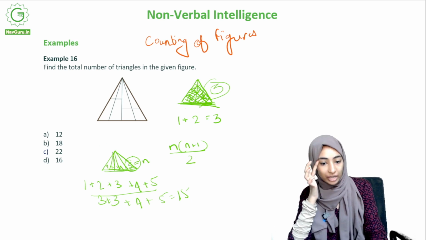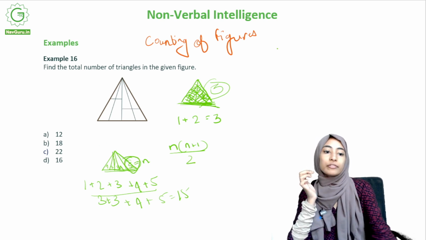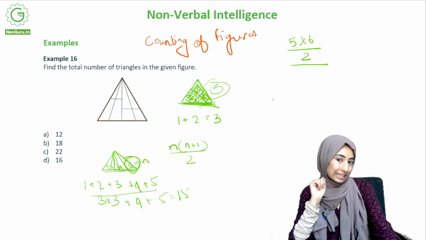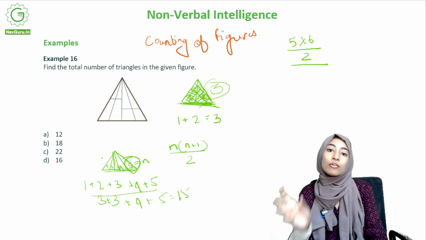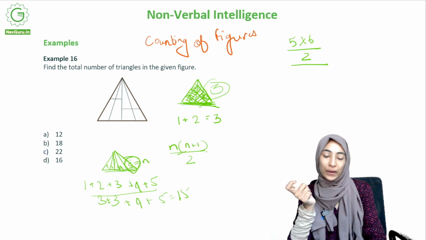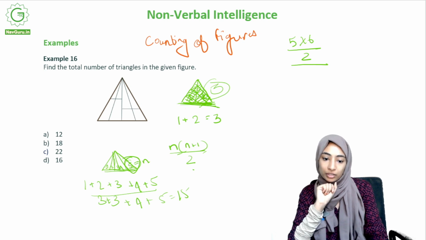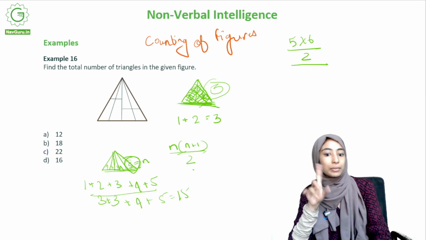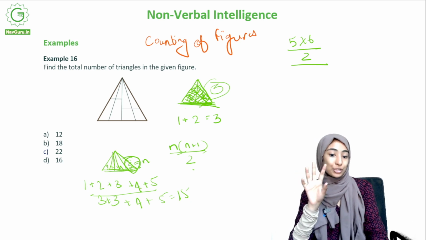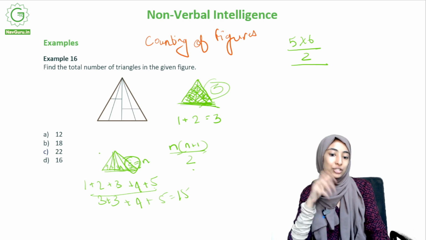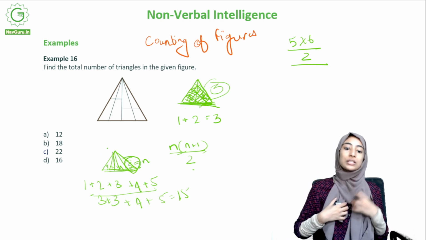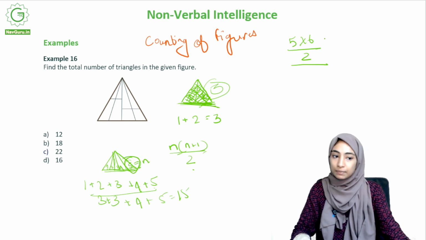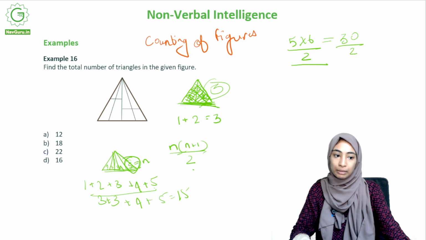So if there are 5 triangles, look at 5. 5 into 5 plus 1 is 6. 5 into 6 by 2. Do you know how we get this formula? Have you studied this? The sum of the first n natural numbers is n into n plus 1 by 2. Right, so when you count 5 triangles here, what you're essentially doing is adding the first 5 natural numbers: 1 plus 2 plus 3 plus 4 plus 5. Do you see that? So the sum of the first 5 natural numbers is 5 into 5 plus 1 by 2, which is 5 into 6 by 2, which is 5, 6 are 30 by 2, 15.